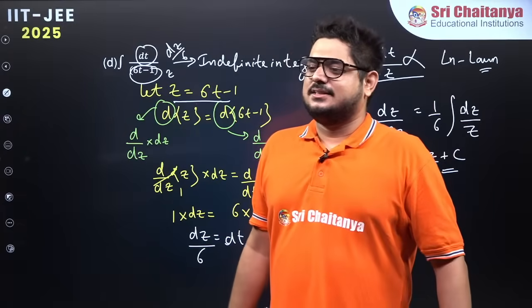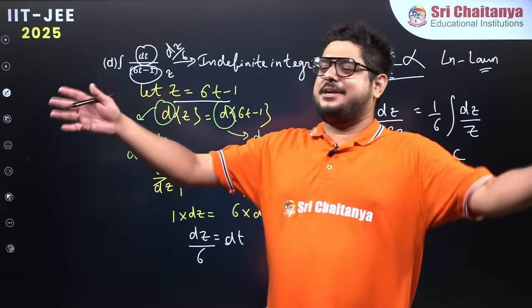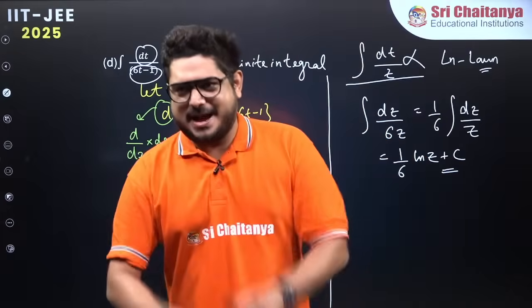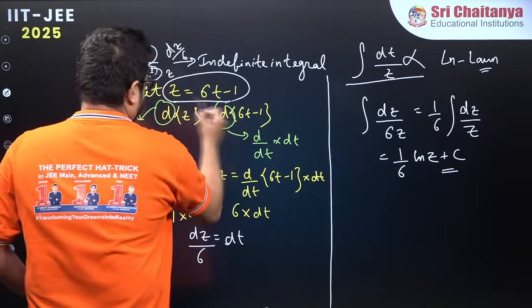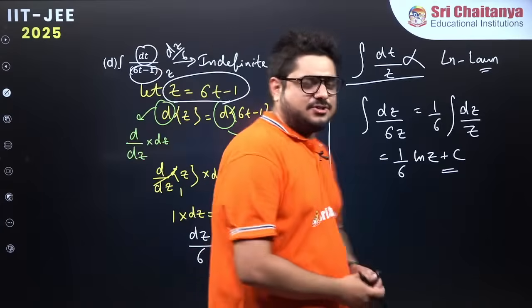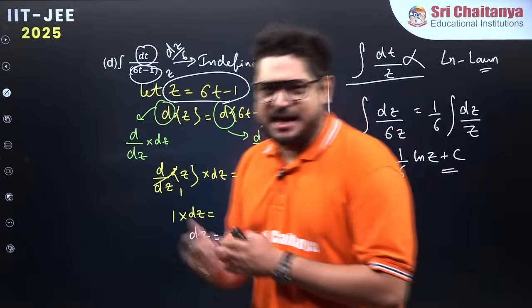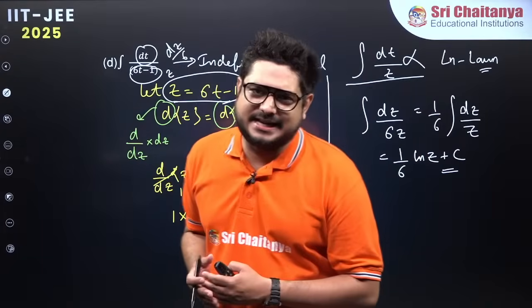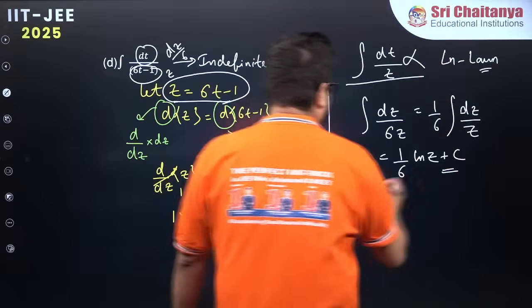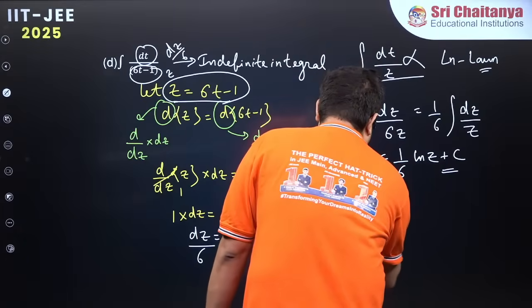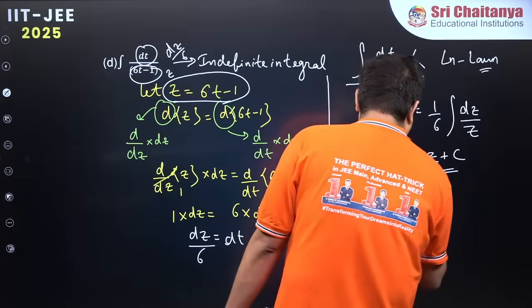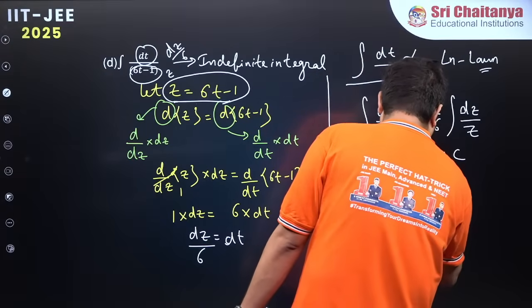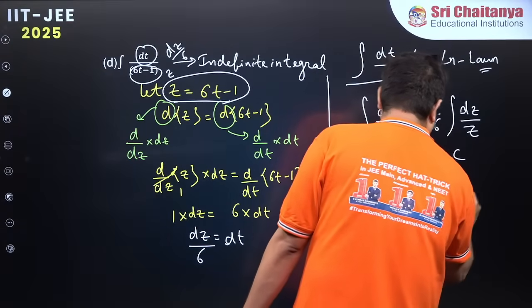The answer won't be this, right? So what needs to be done? You need to put back the value, isn't it? Which value are we talking about? This one. z was being treated as 6t minus 1. So I will be putting back the value over there, and as a result, the final answer of the integration is going to be 1 by 6 mod of 6t minus 1. Don't forget this mod actually.